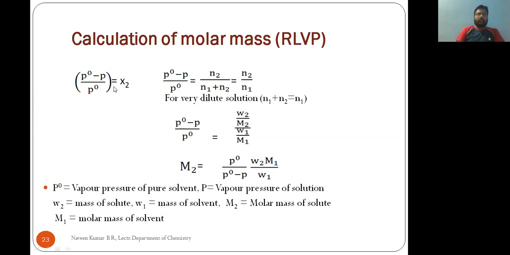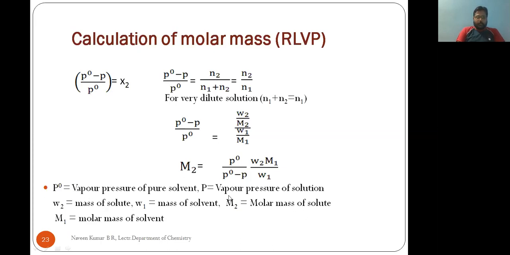Now this equation shows that RLVP is a colligative property. Its measurement depends only on the number of moles of solute particles, but not on the nature of solute particles. If it is asked to show that RLVP is a colligative property, we can take the Raoult's law equation, which explains that RLVP is directly proportional to the mole fraction of solute, which in turn explains that it depends directly on the number of moles of solute particles.